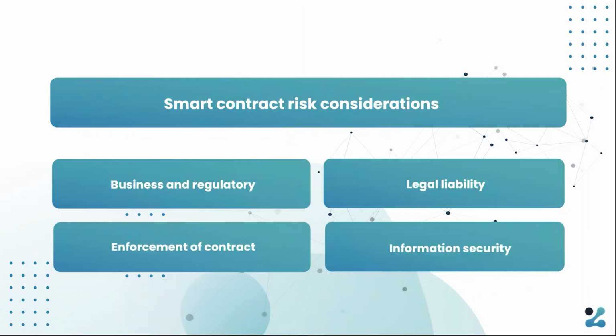Coming up to smart contract risk considerations, this is about business and regulatory, legal liability, enforcement of contract like we just talked, information security like we just talked. Now, smart contracts have one very big problem. I'll talk about a real world example. I think that would help you connect well. Smart contracts, like we discussed, are business logic. What they do is operate upon something. They have fixed rules defined, and they operate upon the data which they have been given through the ledger.